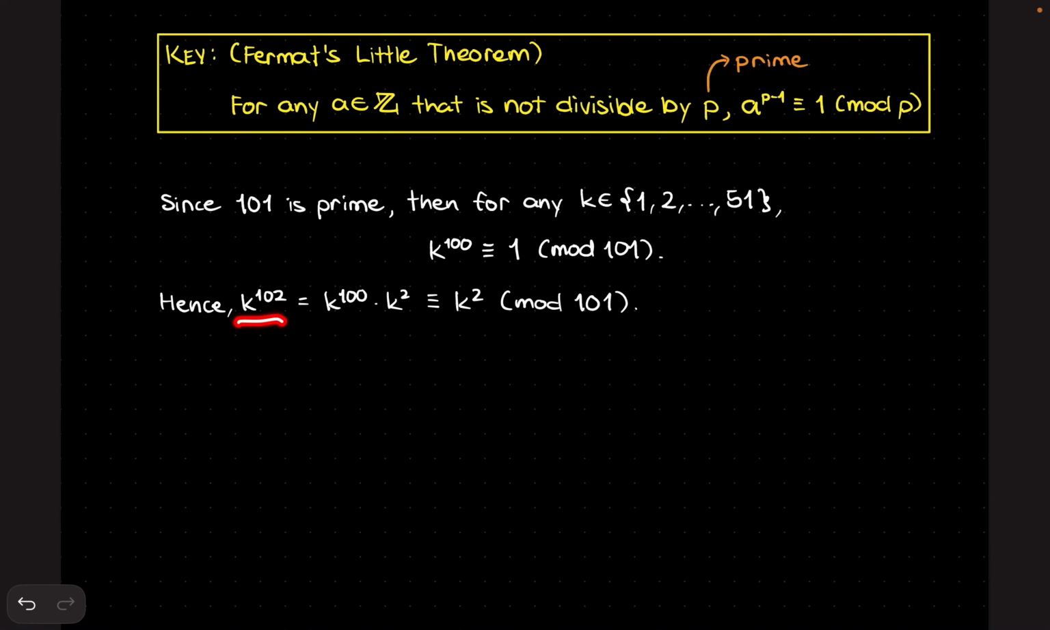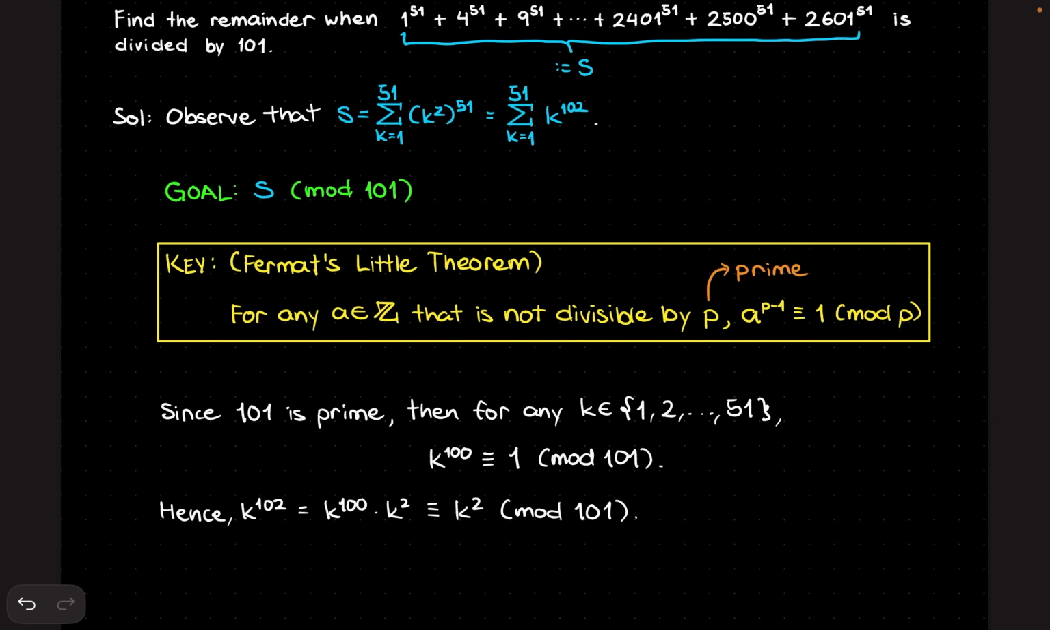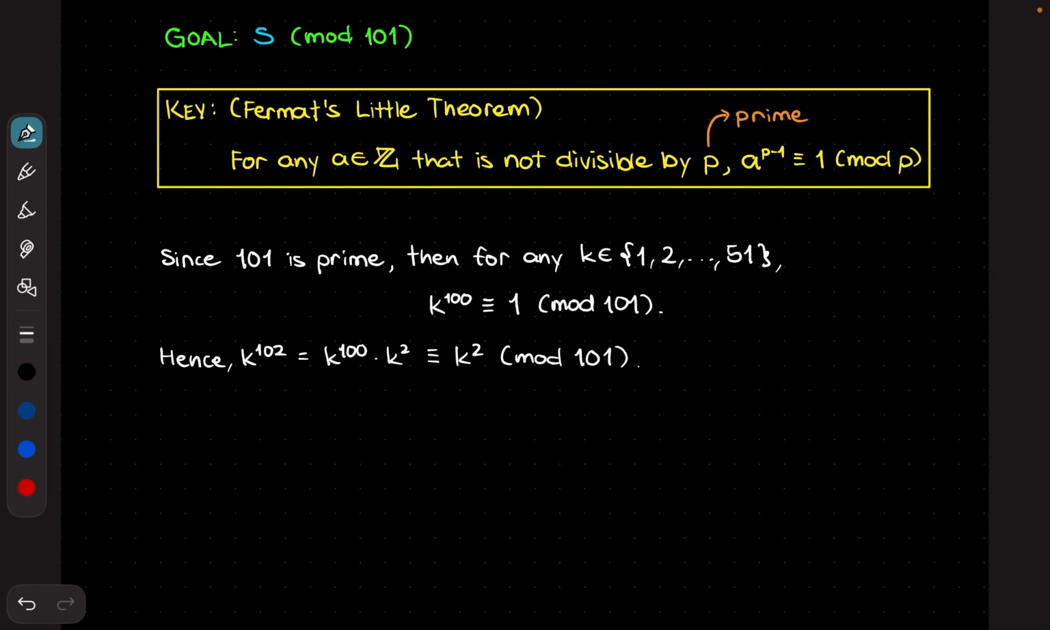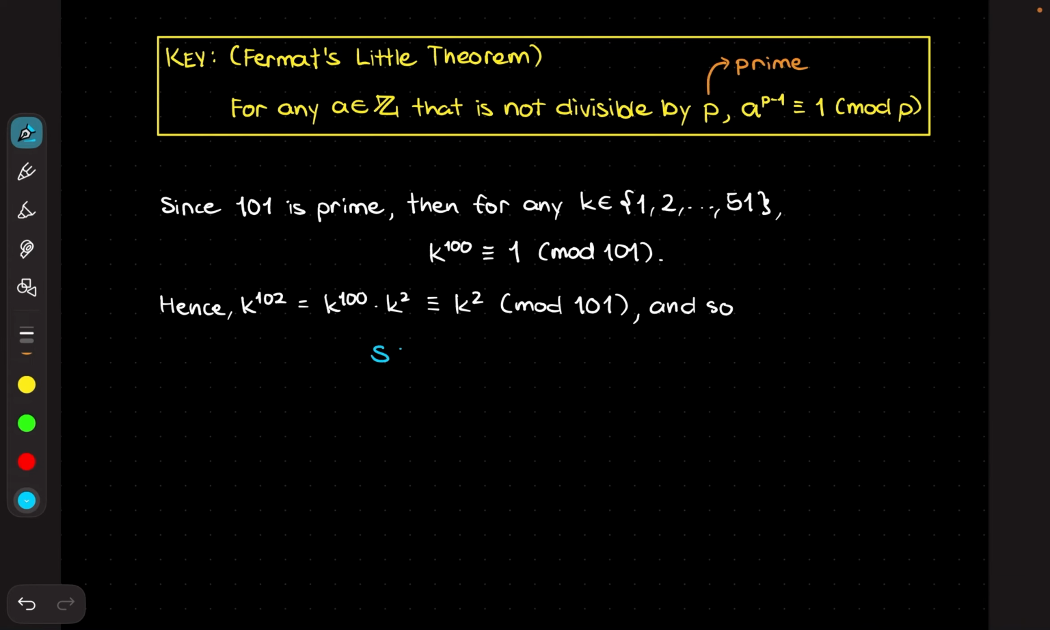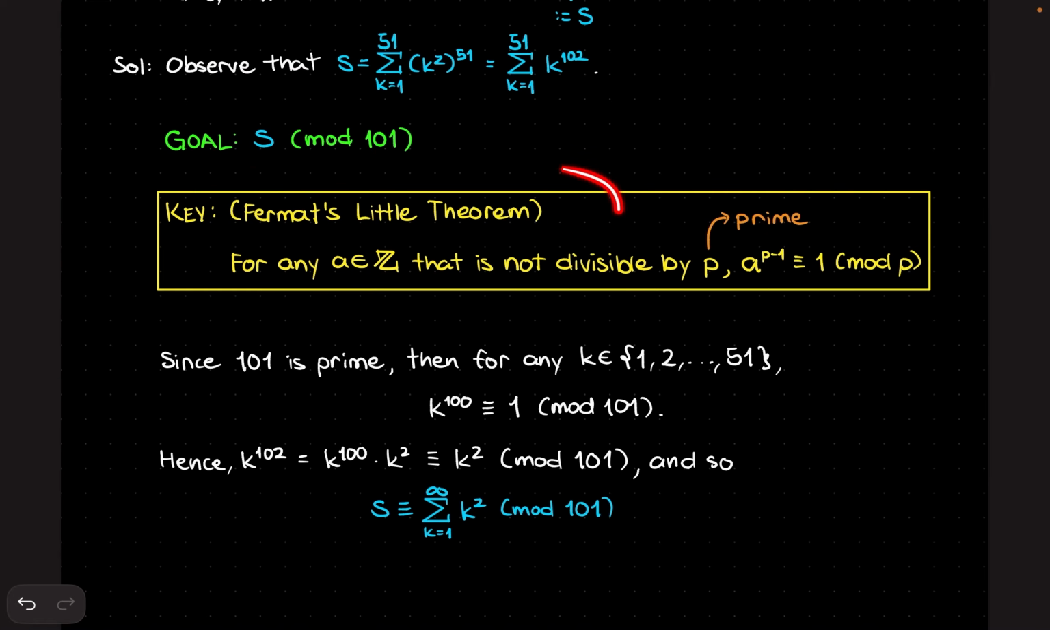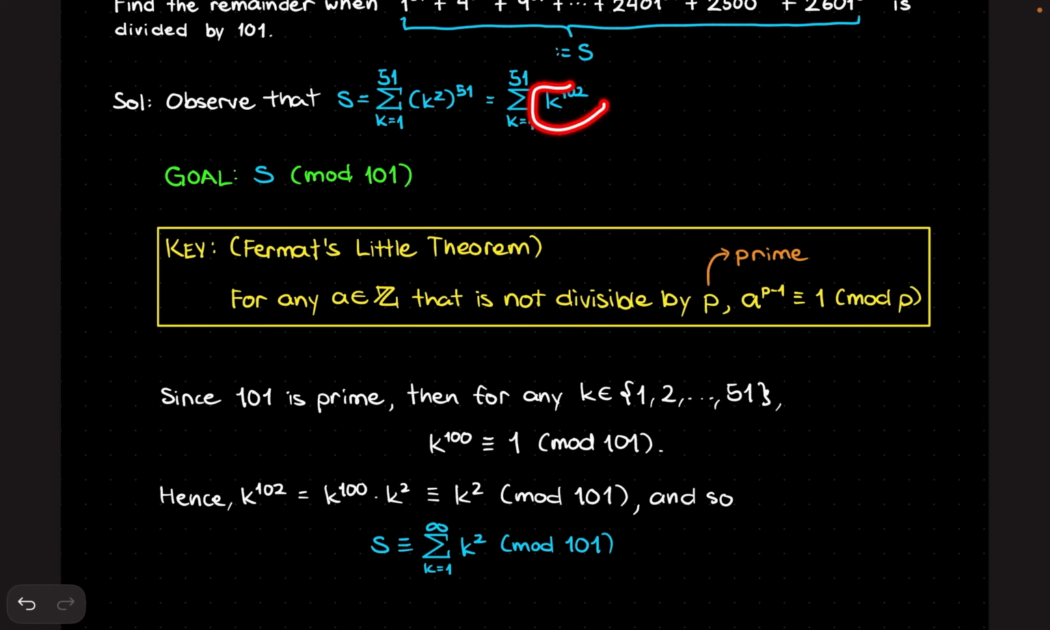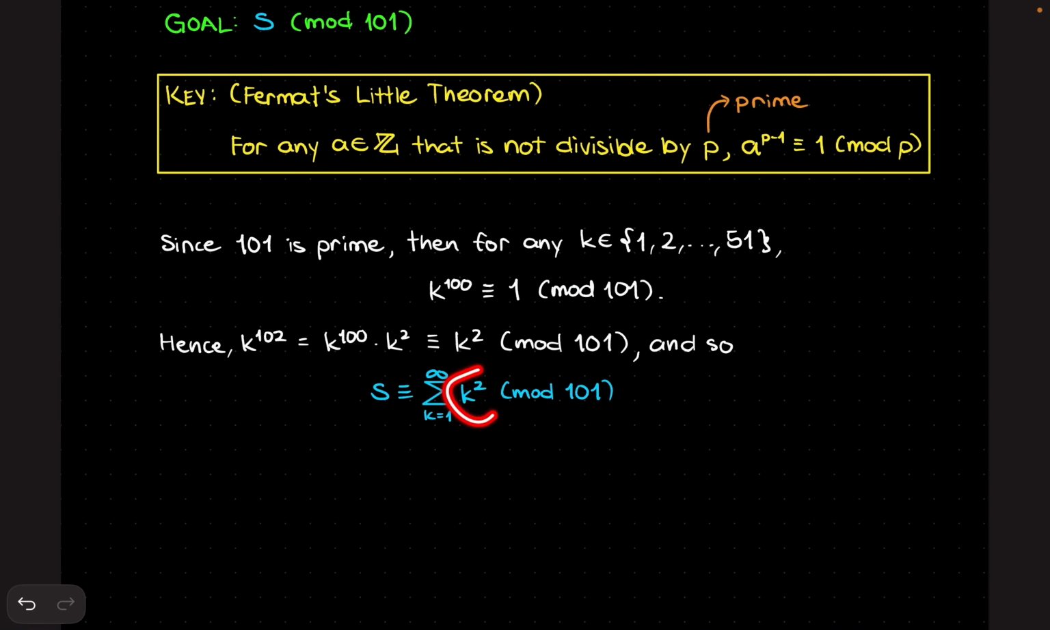Okay, using this fact here and going back to what we have out here, we obtain that s here must be congruent to the sum from k equals 1 to infinity of k squared modulo 101. Basically, the purpose of Fermat's Little Theorem here is changing the problem from examining k raised to 102 to just k squared. So the remainder of the two basically is the same.